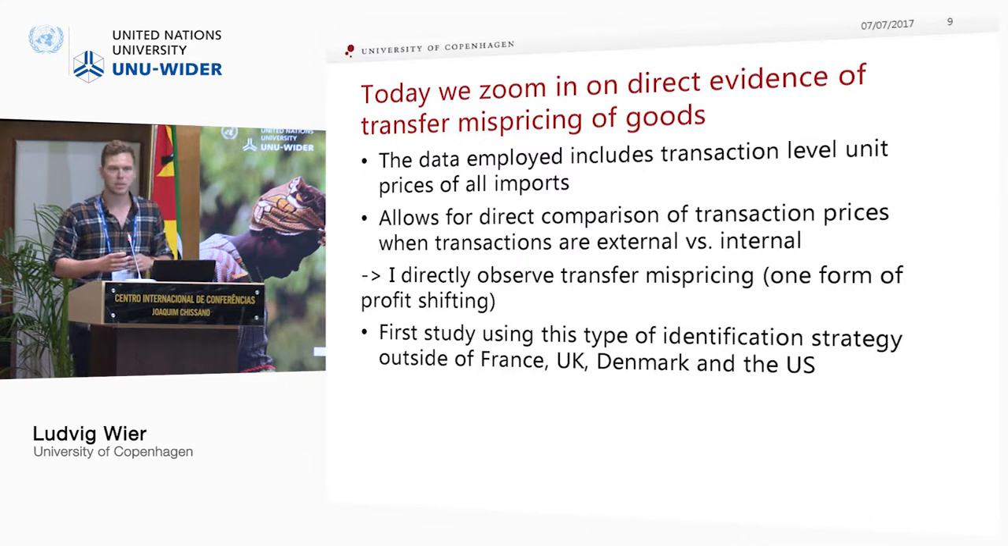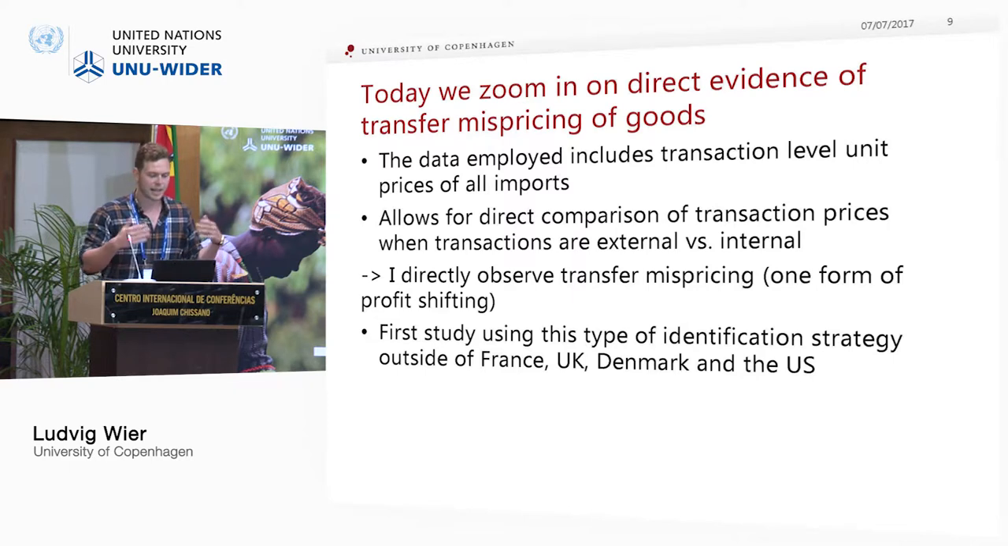So this is done by using highly, highly detailed data at the transaction firm level, where we are then able, because it's goods, we're able to have prices, unit prices. So goods, I can say that this book here, that's one book, and I can say what's the price of this book. And when you have prices, then you are able to compare the price on internal and external transactions.